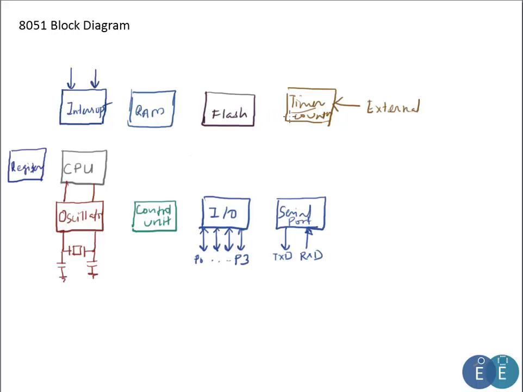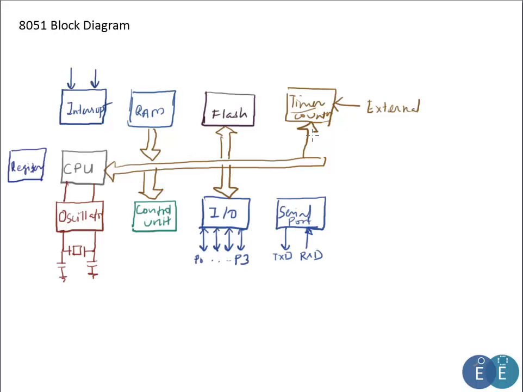So these are the basic building blocks of the 8051 core, and they are internally connected. If you just need to show the connections, they are internally connected via a bus. So this is an internal bus which connects all the devices. These arrows do not specify anything, they simply state that the units are interconnected.